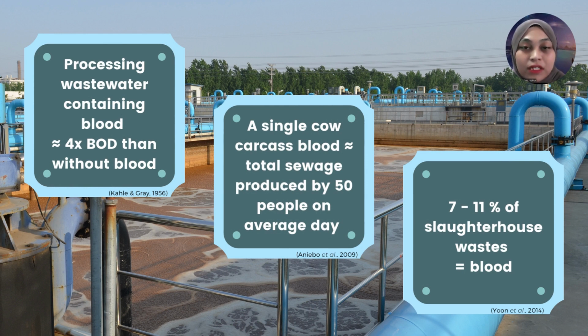So here are some facts from several studies. Processing wastewater containing blood actually has approximately 4 times the BOD compared to processing water without blood. And the second one is about a cow. A single cow carcass's blood is equivalent to the total sewage produced by 50 people on an average day. And in slaughterhouse waste, 7 to 11% actually comes from the blood of animals.